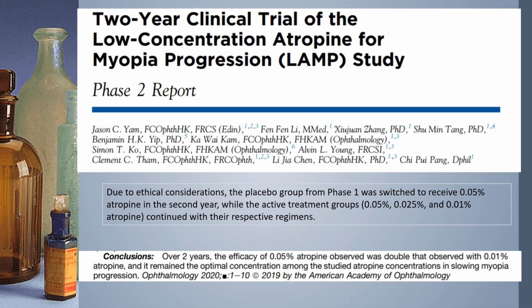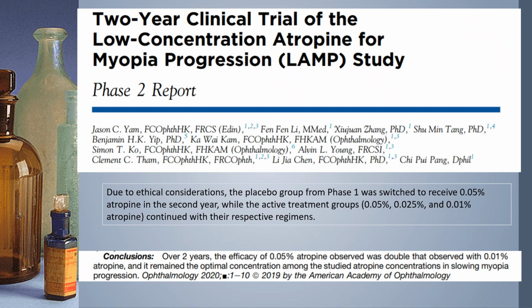So phase two came in, I think, the following year when we were all having COVID. In phase two, at the end of 1 year, due to ethical considerations, all the placebo group patients who were progressing, and there was a notable change, were switched to 0.05%, which was the most effective concentration as per their phase one, while the other active groups continued their respective regimes.